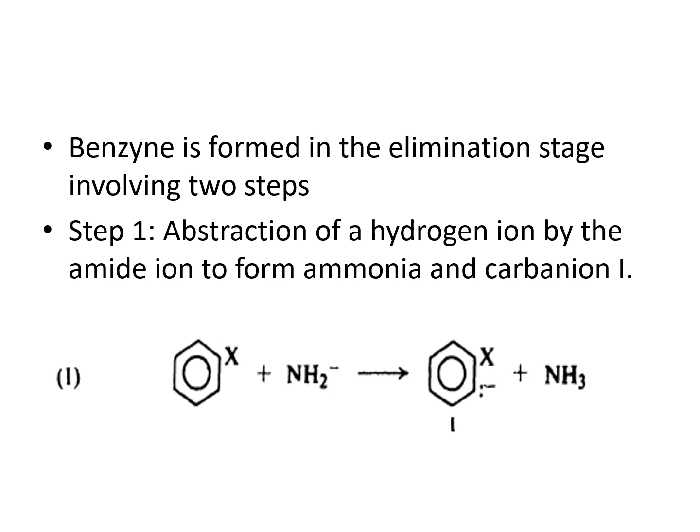to form ammonia and carbanion 1. Here there is amide ion, NH2 minus. It abstracts a hydrogen as a proton from the ortho position of the carbon to which the halogen is attached. So NH2 minus abstracts an H plus and is converted to NH3, ammonia. The carbon from which the hydrogen is abstracted as H plus is now surrounded by a pair of electrons, and that carbon has a negative charge. This is the first step of the elimination reaction. The elimination stage has two steps.